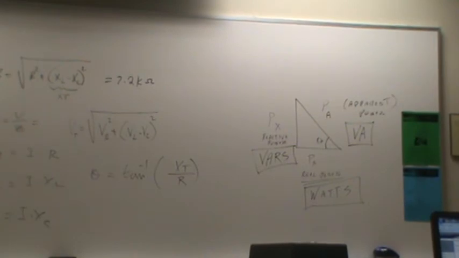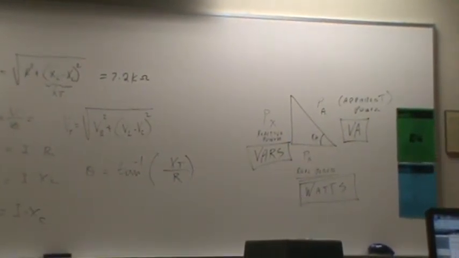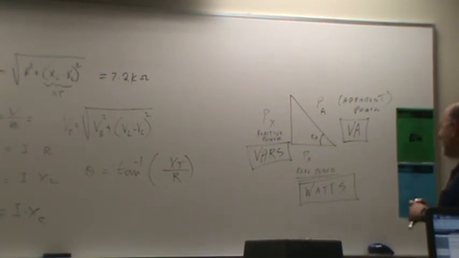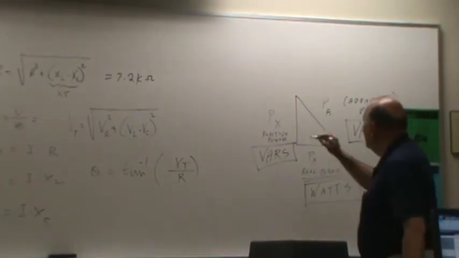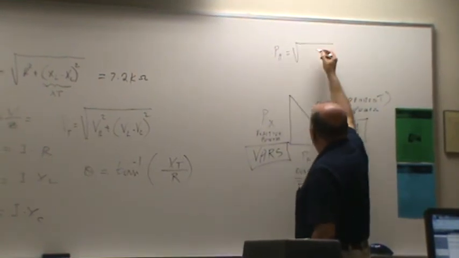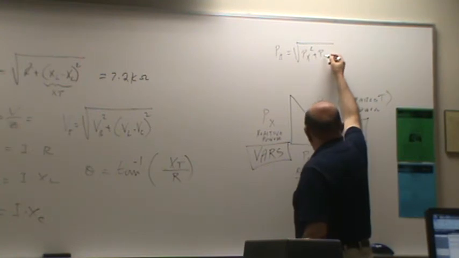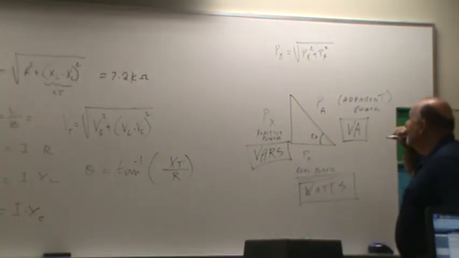And so, anyway, now that I'm looking at this, let's add a couple more things here. And that is that P A is equal to square root of P sub X squared plus P sub R squared. That also is in there.